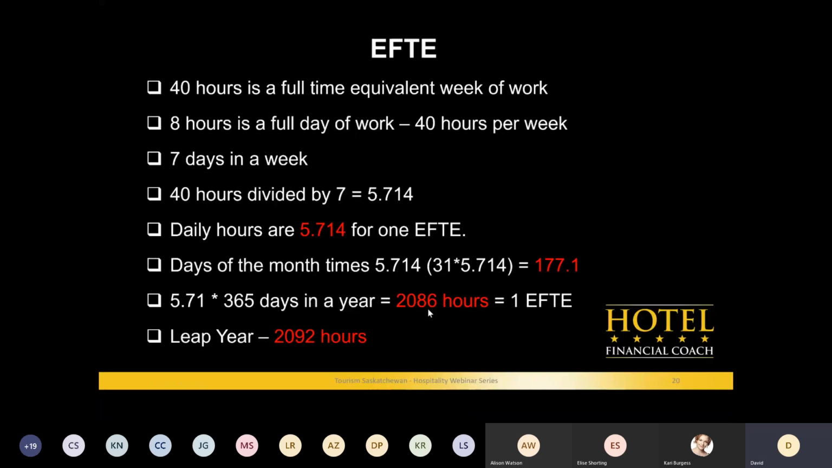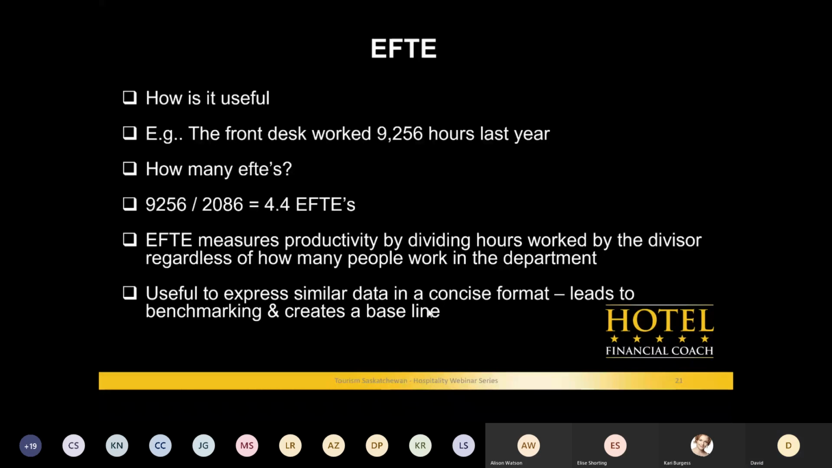Okay, so how is it useful? Well, for those of you at a company that has more than one hotel, or even just one hotel, let's assume the front desk worked 9,256 hours last year. How many EFTEs is that? If we divide it by 2,086, we see that it's 4.4 EFTEs. And imagine if you had 40 hotels and they all have a front desk. If you could look at a piece of paper and see how many EFTEs you had in every single hotel, and even divide the number of EFTEs by the room count, you quickly see who's the most efficient and who's the least efficient. Then you'd ask yourself, why? What are we doing in the good hotel that we can take to the hotels that are performing poorly? And what can we eliminate at those hotels and replace with much better practices?